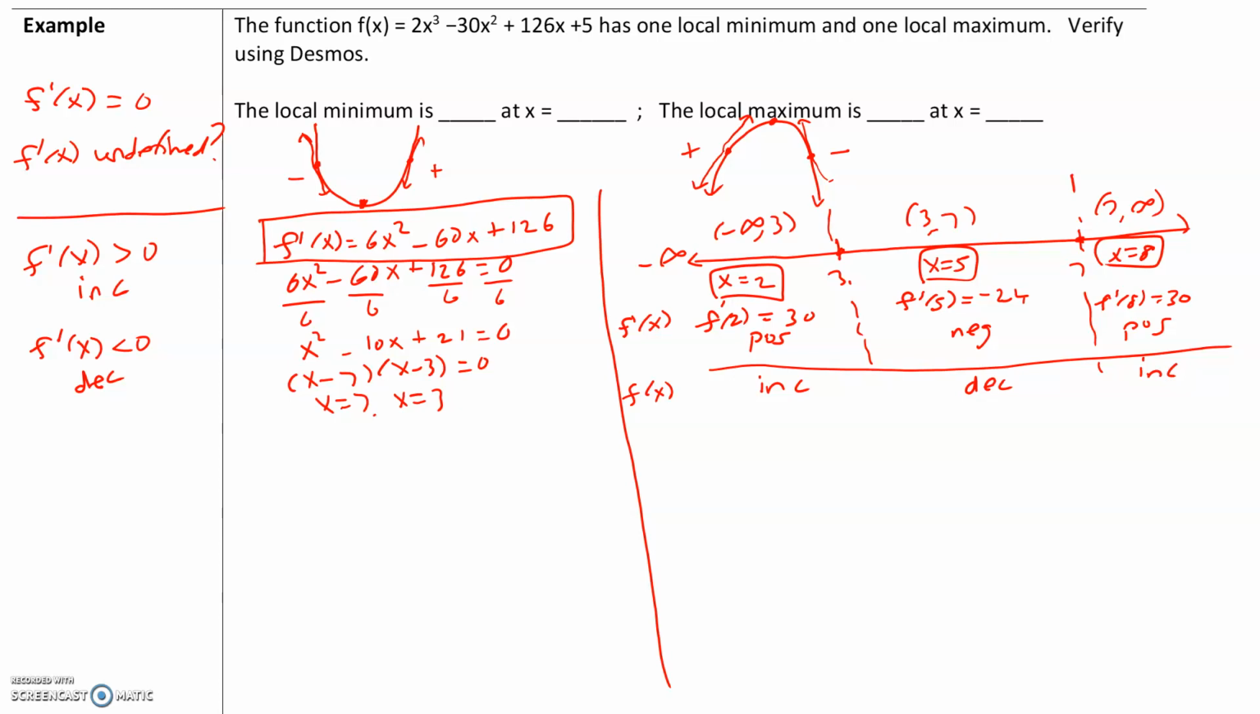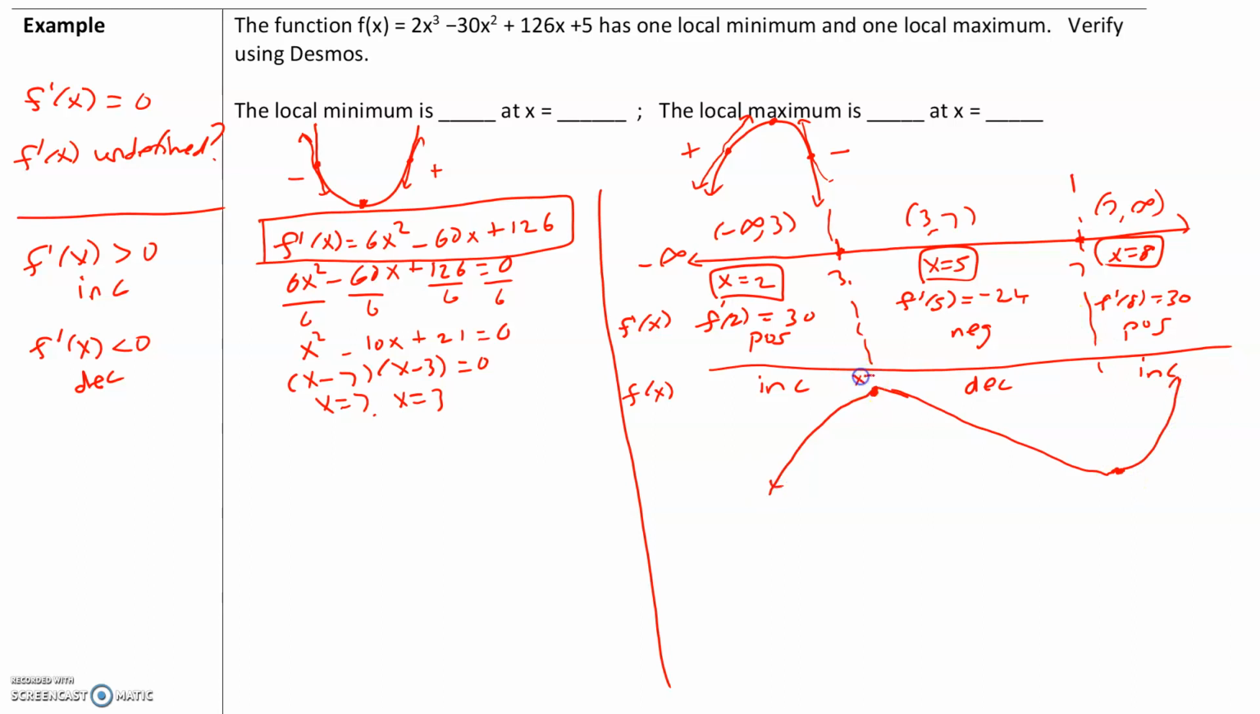So here's a quick sketch of the function. The function is going to be increasing, increasing, increasing. It's going to hit this point, which is x equals 3. Then it's going to decrease, decrease, decrease. It's going to hit this point, which is x equals 7. And then it's going to increase, increase, increase.